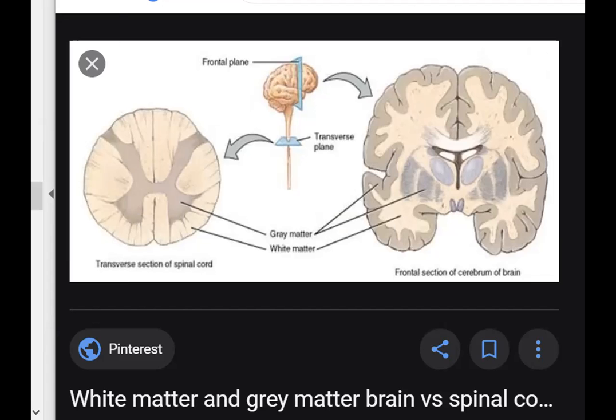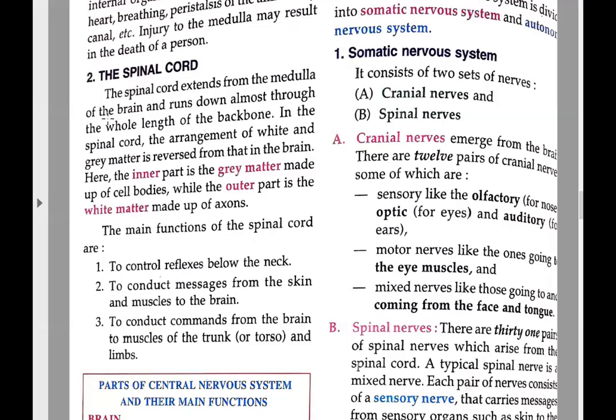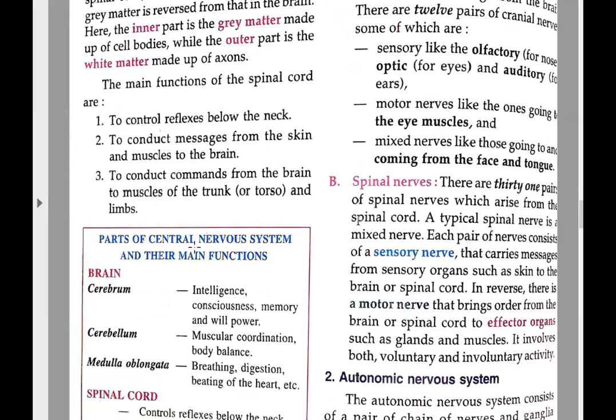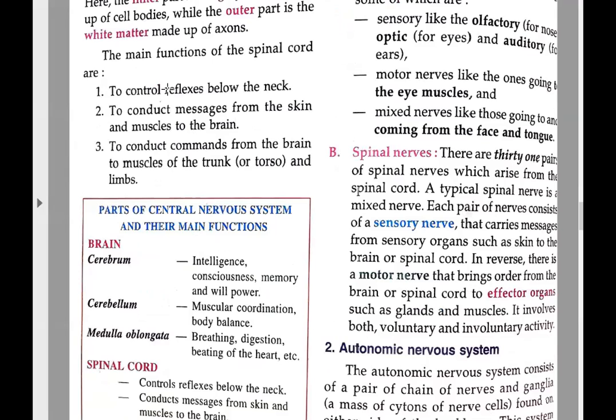After that, the functions of the spinal cord are given in your book. There are three functions given here. First is to control the reflexes below the neck. There are many reflex actions. Reflex actions means those which are very sudden. Such reflexes are controlled by the spinal cord.